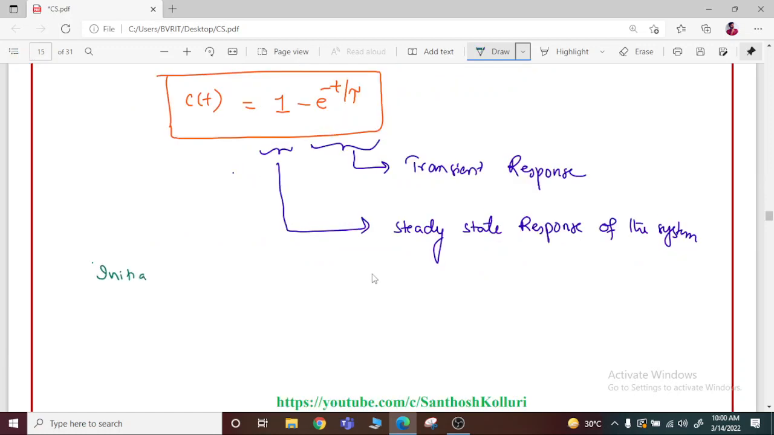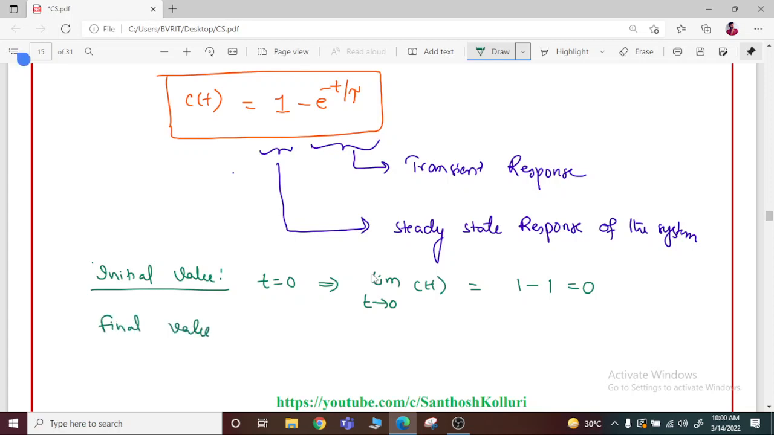The initial value of this response can be calculated as follows. If t is equal to 0, then the value of this time response is limit t tends to 0 of c(t), which is equal to 1 minus 1, which is nothing but 0. The final value of this response is at t equal to infinity. That means limit t tends to infinity of c(t) is nothing but 1 minus 0, which is equal to 1. Or we can convert this into the s domain and calculate it.